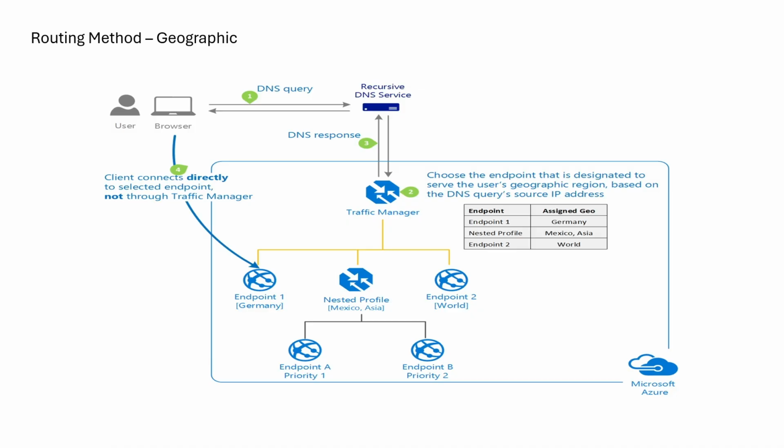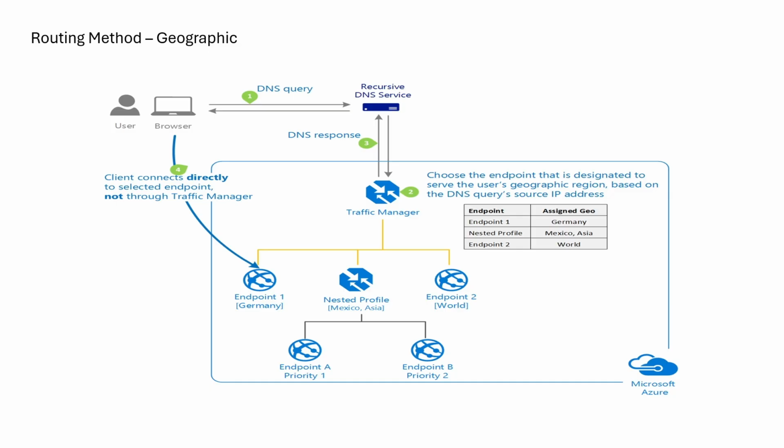So this is very important for compliance requirements and data residency scenarios. Apart from that, we have subnet routing, which allows routing based on client IP ranges. Then another option that we have is multi-value routing. Now, multi-value routing returns multiple healthy endpoints in a single JSON response.